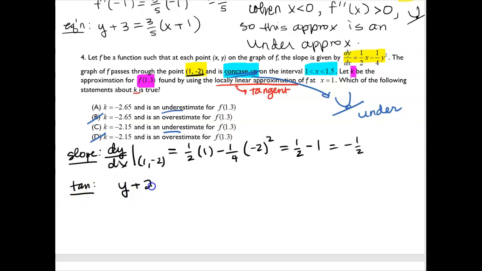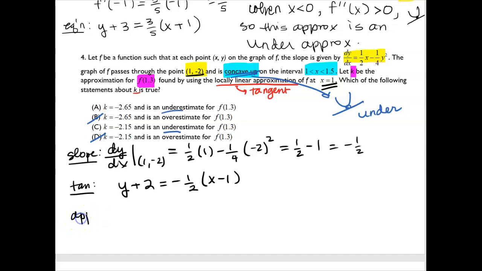So now I can write my tangent line: y plus 2 equals -1/2 times x minus 1. Again, I'm using that point 1, -2. Now the 1.3 is going to come into play. I don't use that until after I've already found my tangent line. Also, it did tell me local linear approximation at x equals 1. So that tells me where my tangent line should be.